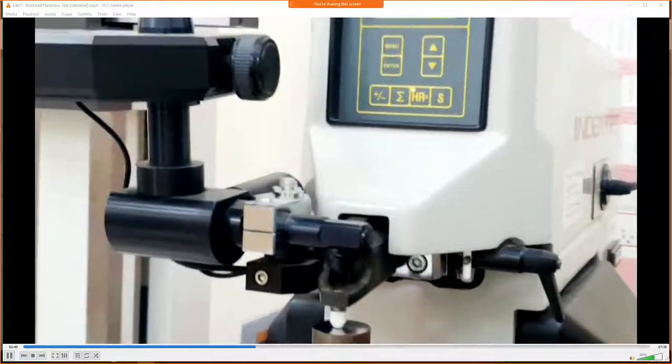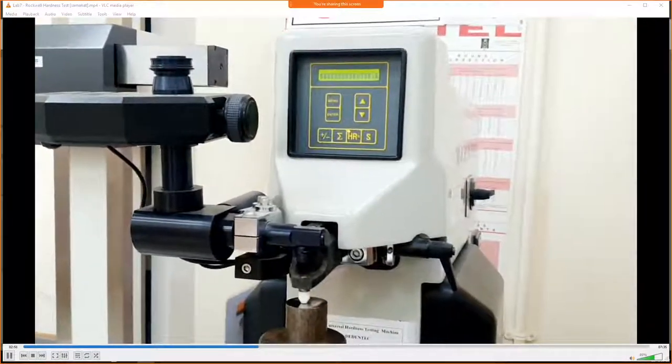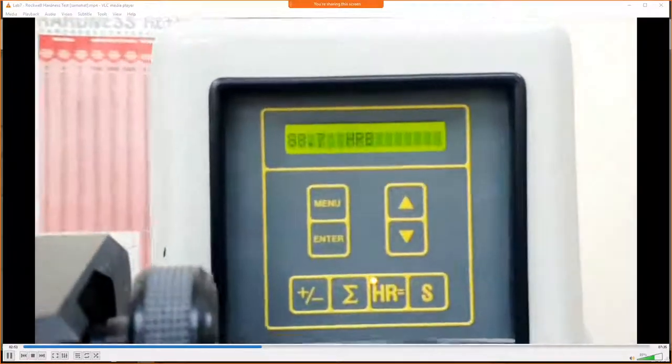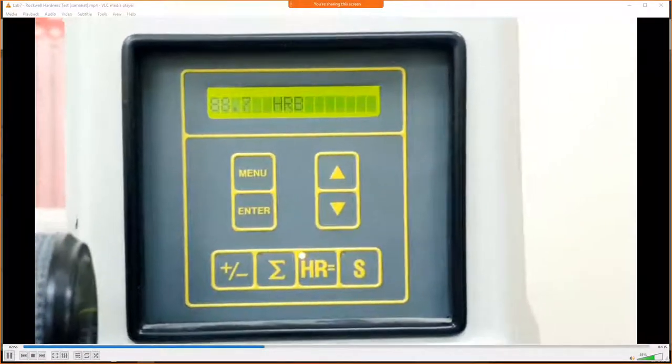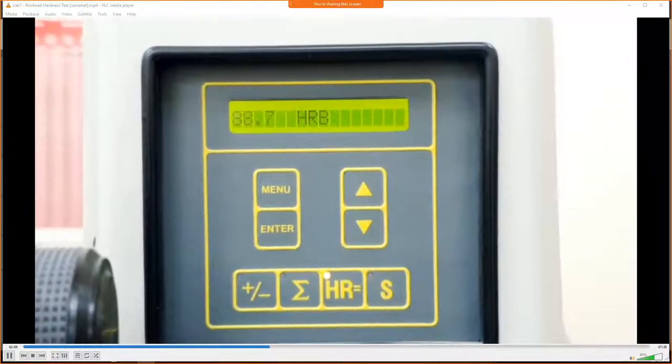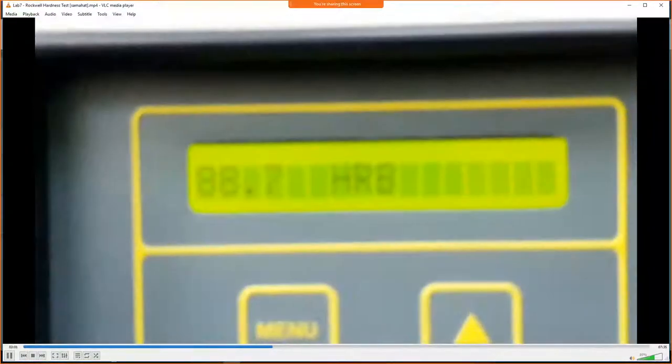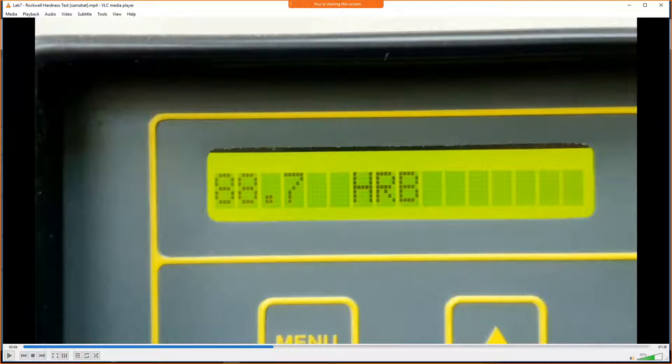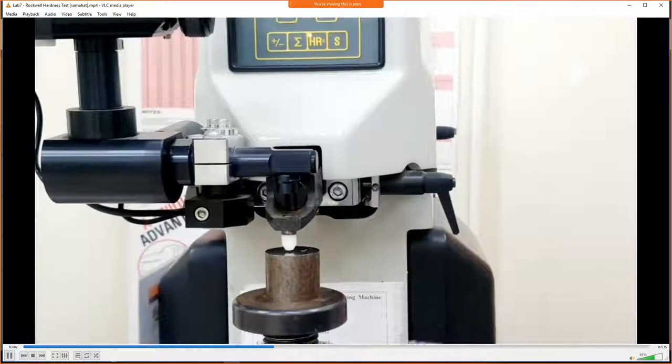This machine in this case has an automatic starting system, and now the machine will apply the load for 15 seconds and then finally give you the value of hardness, which is 88.7 HRB in this case. So you can see how easy it was. After the beep sound, it automatically applies the load for 15 seconds and gives you the hardness directly. You don't have to do anything. The first hardness reading was 88.7 HRB.